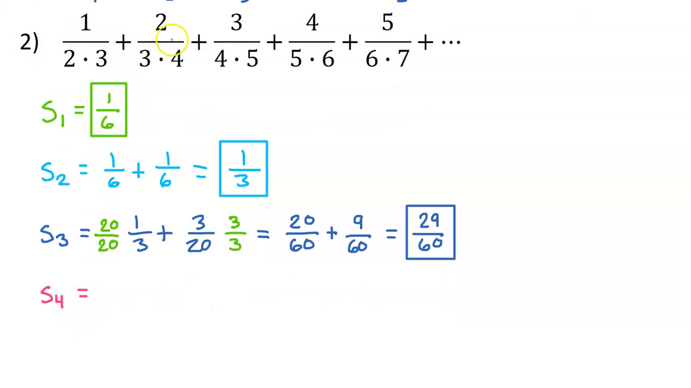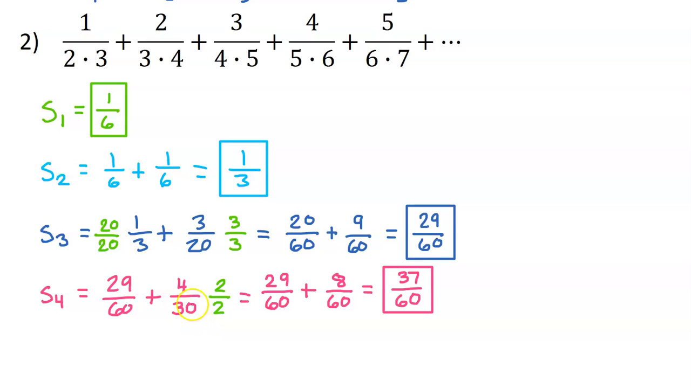S4 is the sum of the first 4 terms, but the sum of the first 3 terms we already know to be 29 over 60. So we just need to add term 4, which is 4 over 30. To make like denominators, we can multiply by 2 over 2, so we get 29 over 60 plus 8 over 60, which is 37 over 60. Finally, S5 is the sum of the first 5 terms, but the sum of the first 4 terms we already know to be 37 over 60. So we just need to add the fifth term, which is 5 over 42.